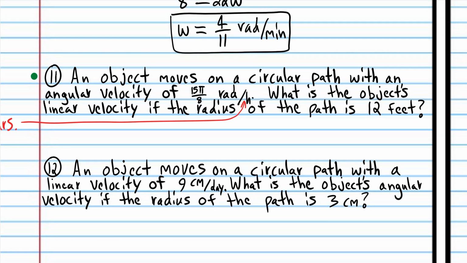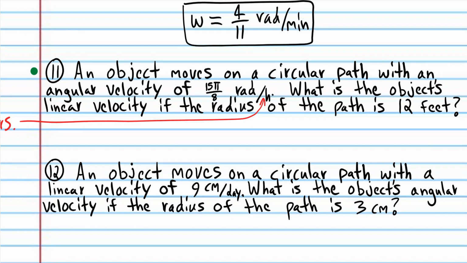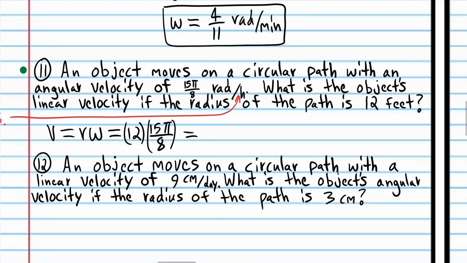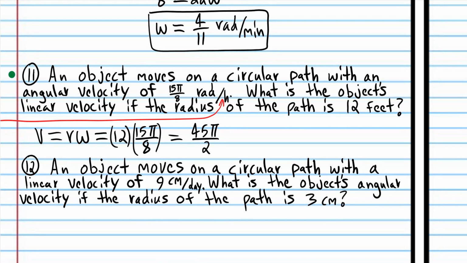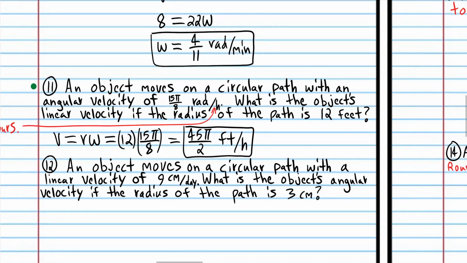An object moves on a circular path with an angular velocity of 15 pi over 8 radians per hour. What is the object's linear velocity? So we're looking for v. So the radius of the path is 12 feet, and the angular velocity is 15 pi over 8. And if we multiply, we get 45 pi over 2. You can multiply 12 and 15, but when you divide and simplify, you're going to get 45 pi over 2. So our units are going to be feet, because the radius is in feet, and hours, so feet per hour, because our angular velocity is in radians per hour.